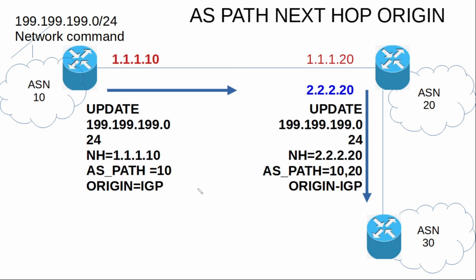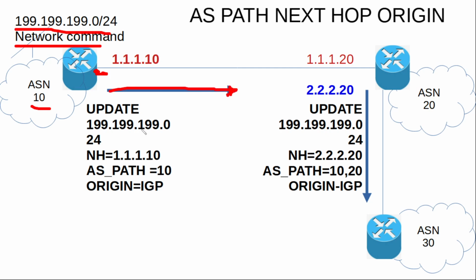Now let's do a real live example. So for instance, let's say that this router here belongs to autonomous system number 10, and within autonomous system number 10, we are injecting into BGP this prefix with the network command. We are going to talk about how to inject prefixes into BGP later on, but let's say that we are using the network command. In this case, this router here is going to send this update to its neighbor.